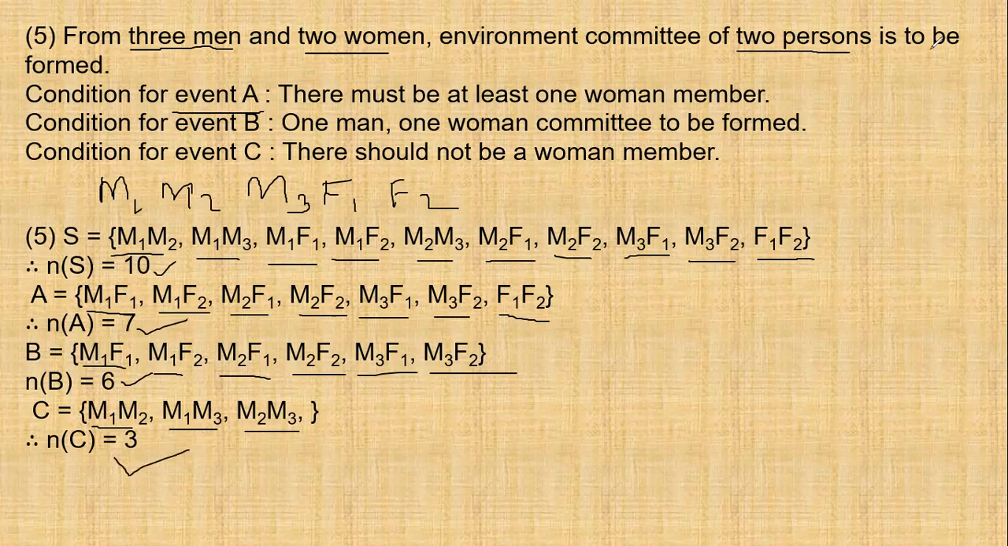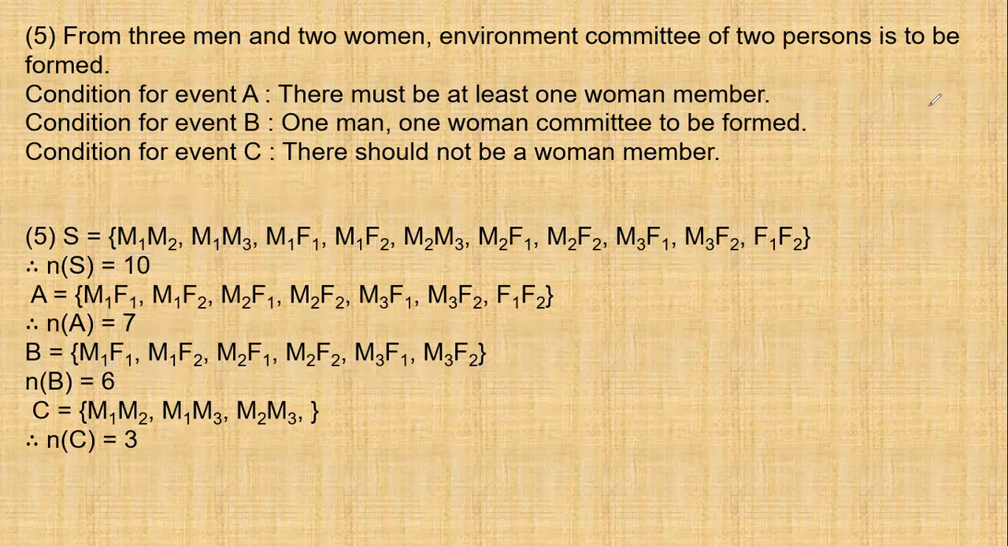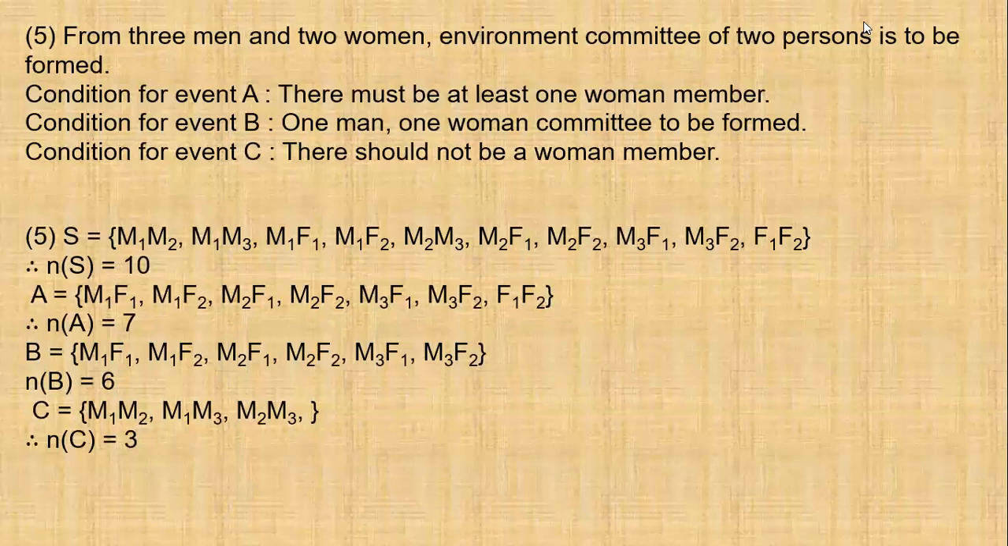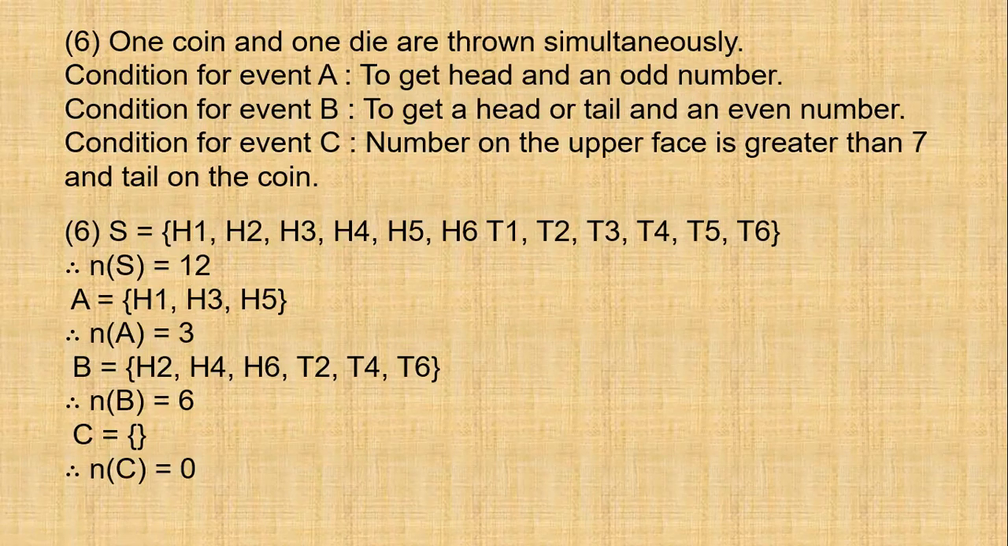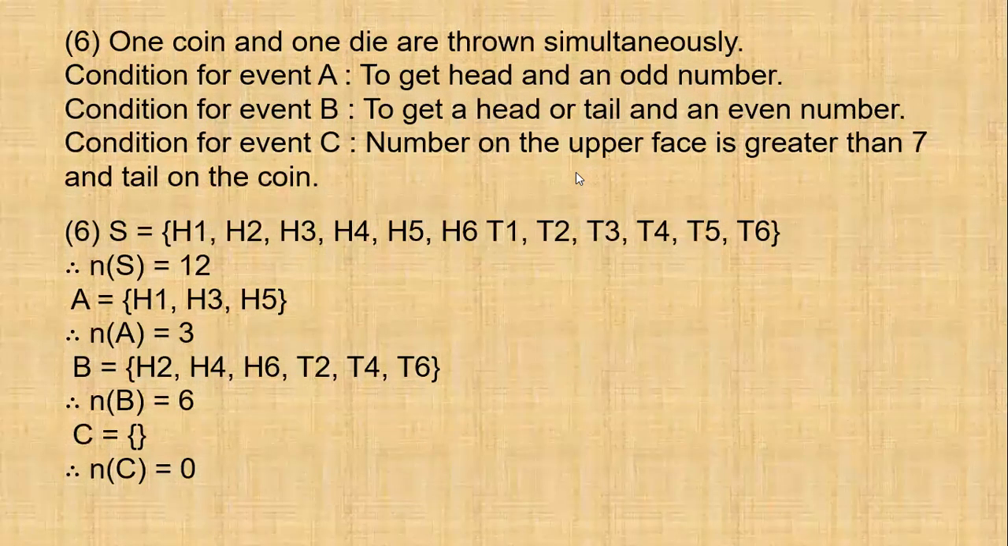So this way we completed our fifth one. Is it clear to all of you? Or still any doubt? No, no. Very good. Now, sixth one. One coin and one die are thrown simultaneously.